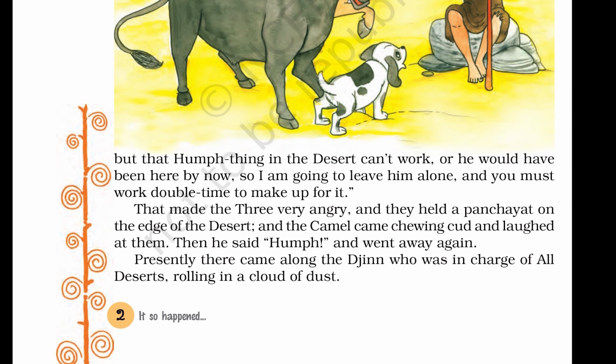That made the three very angry, and they held a panchayat on the edge of the desert. And the camel came chewing cud and laughed at them. Then he said, "Hump," and went away again. Presently, there came along the jinn, who was in charge of all deserts, rolling in a cloud of dust.